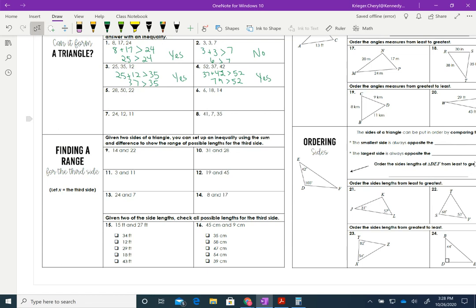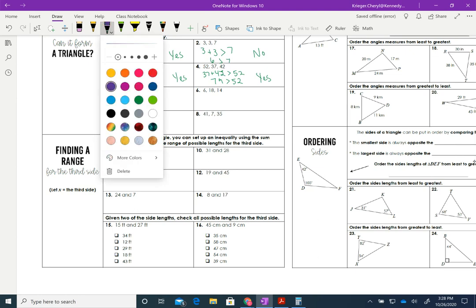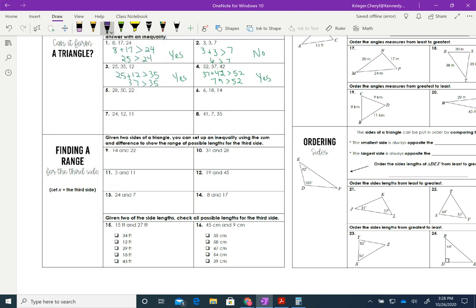So if we're finding a third side of a triangle, we can show an inequality to explain the range of possible lengths. So the inequality looks like this. A is less than X is less than B. And the possible lengths is the difference of the two sides that they give you and the sum of the two sides that they give you. And I'll show you why this works.